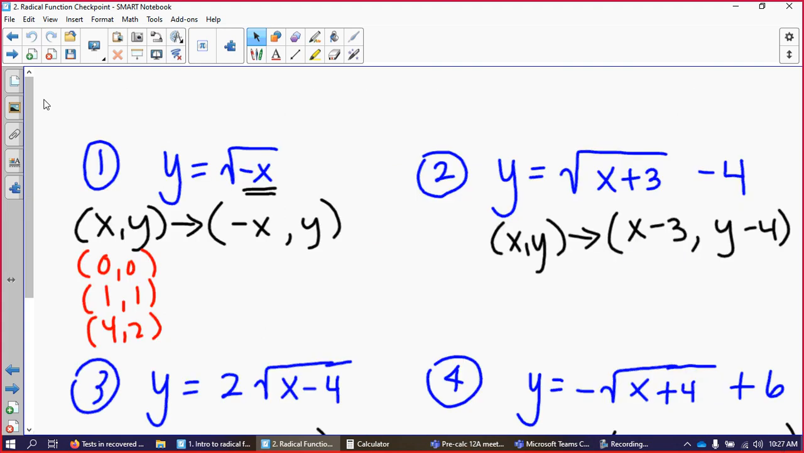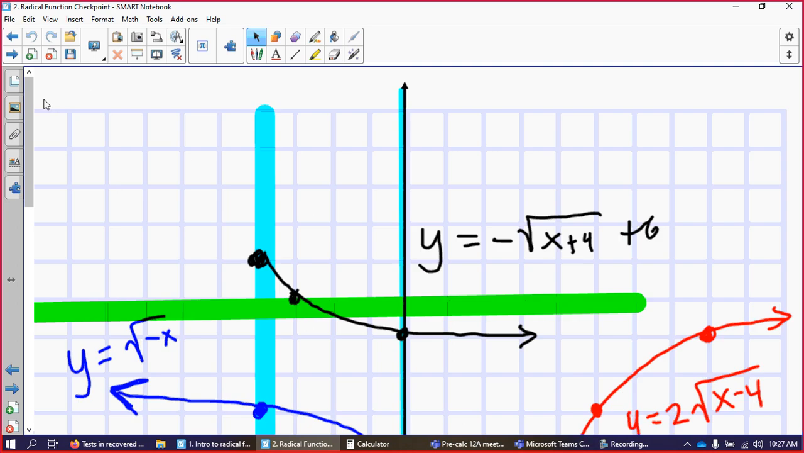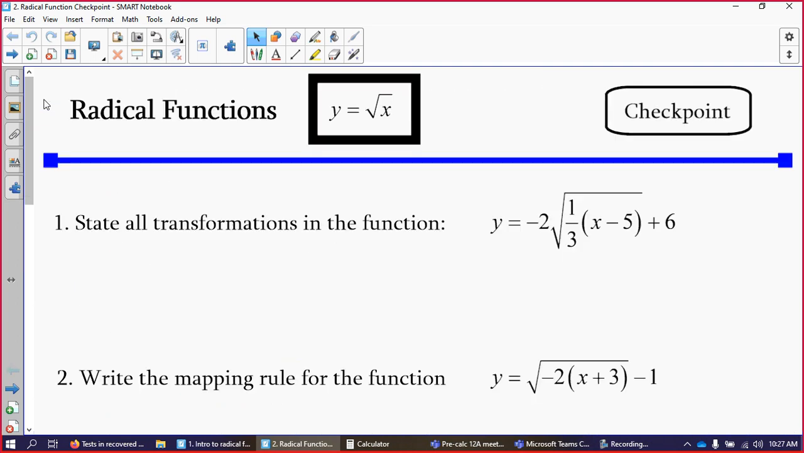After that, there's some other things that I have to kind of redo. We'll look at some domains and ranges, and then we'll look at square rooting of functions in general, which is a little bit different. What's the graph of the square root of 2x plus 2 equal? Well, that's a little bit different.